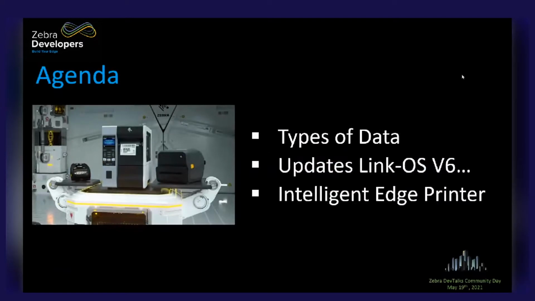Okay, the agenda. Types of data. We will be introducing types of data, then we will go through the updates that we have done to Link-OS version 6. Then finally we will introduce the intelligent edge printer concept. So let's start now.